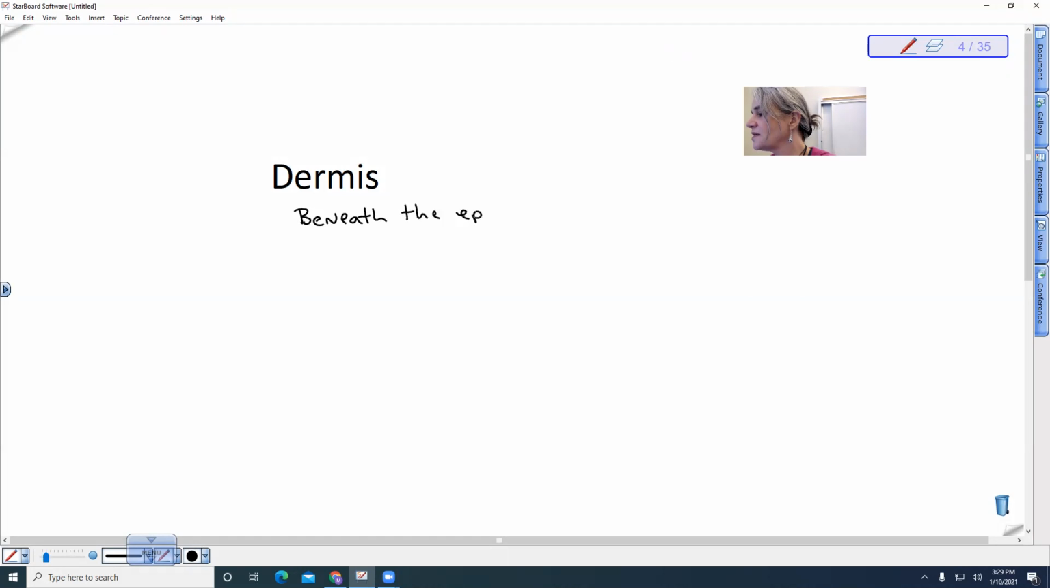Now, the epidermis had those layers, but you'll notice when you look at the epidermis that there are no blood vessels in them. But in the dermis, we say that this layer is vascular. So this is a different type of tissue. This is not epithelial tissue, and it is a type of connective tissue.